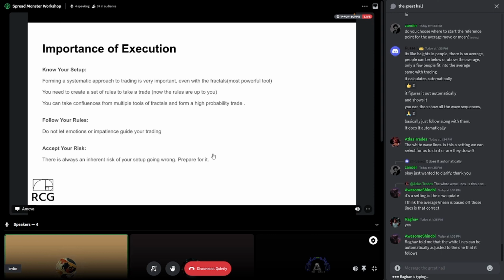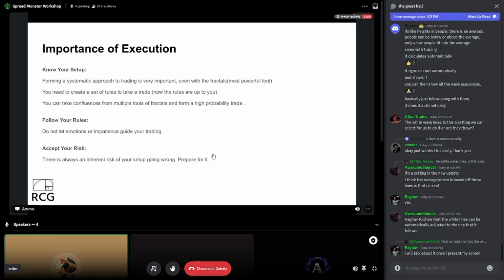You need to create a set of rules to take this trade. These are your own rules. They shouldn't be anyone else's, right? And you need to take your own confluences from multiple tools, whether it's the fractals or other tools, right? That's how you form high probability trades.